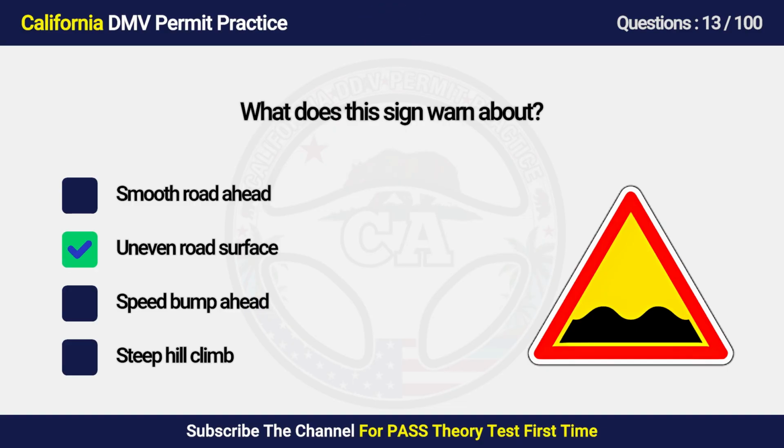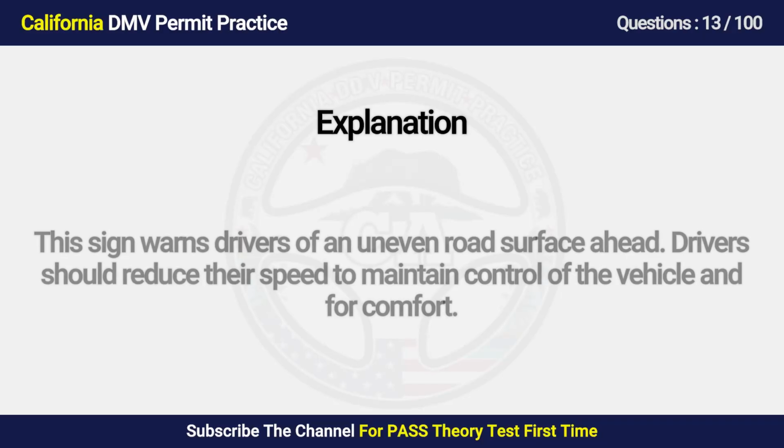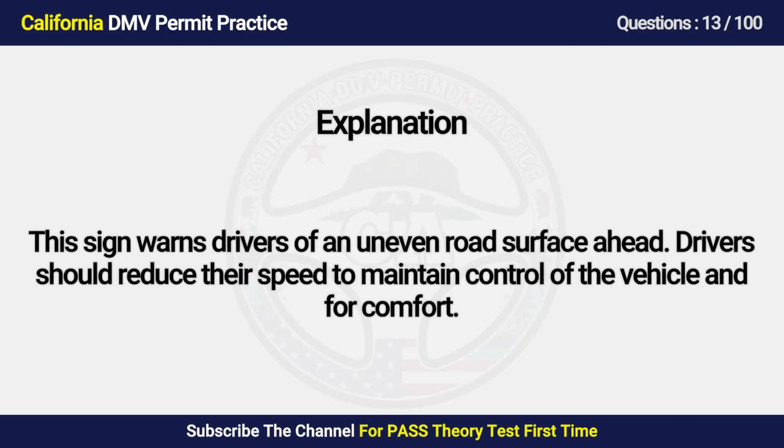Answer is B. Uneven road surface. This sign warns drivers of an uneven road surface ahead. Drivers should reduce their speed to maintain control of the vehicle and for comfort.